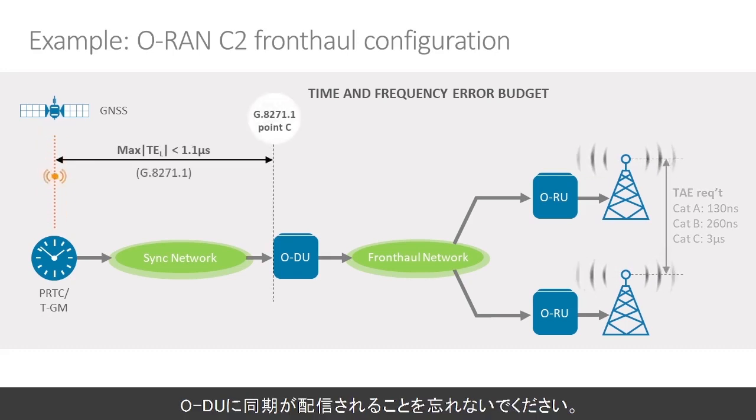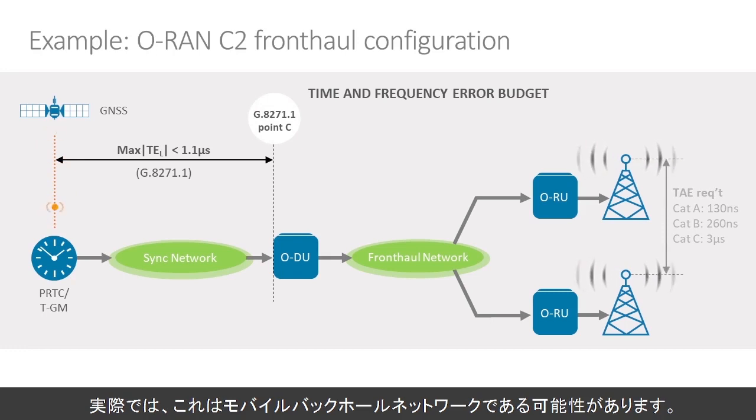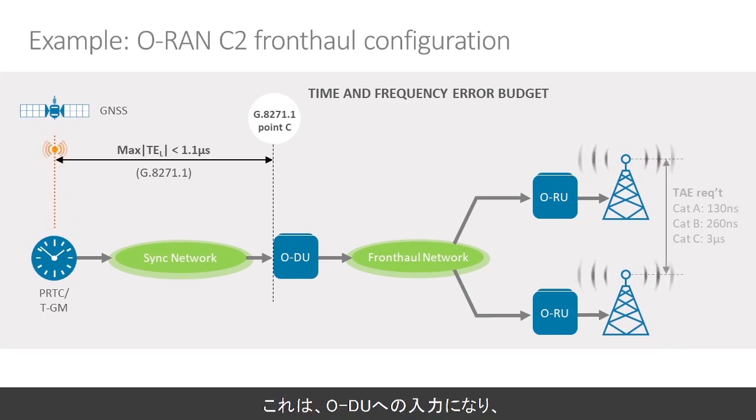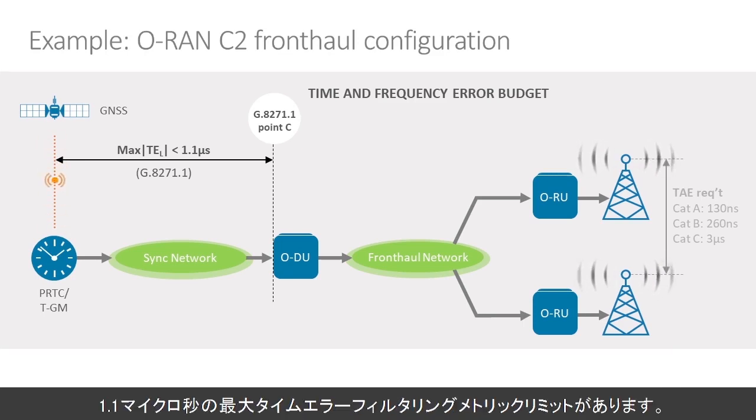Remember, there's synchronization delivered into the ODU. In practice, this is likely to be a mobile backhaul network. Therefore, there are well-defined requirements here for synchronization in ITU-T. G.8271.1 class C, that's going to be the input to the ODU. And there you've got a maximum time error filtered metric and a limit of 1.1 microseconds.